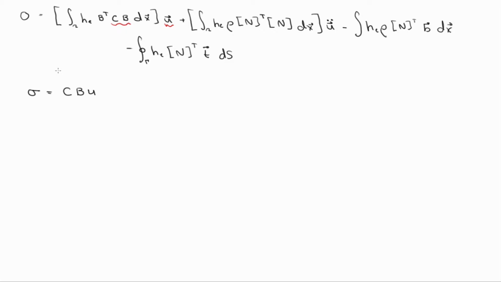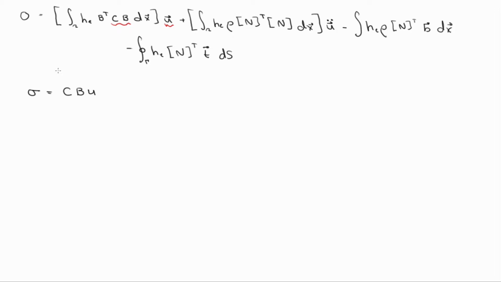Okay. So we could write the integrand up there as B transpose times stress, B transpose times sigma. And in fact, we have to if we're not doing elasticity problems. If we have plasticity, it's a little bit more complicated than just CB. So a lot of times you'll just see B transpose times the stress in the integrand.